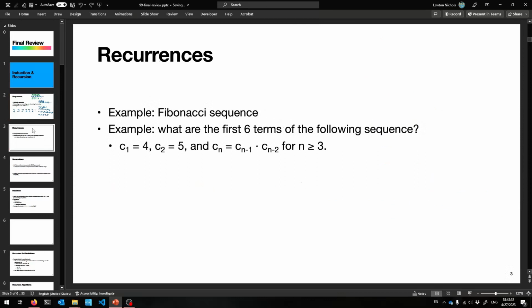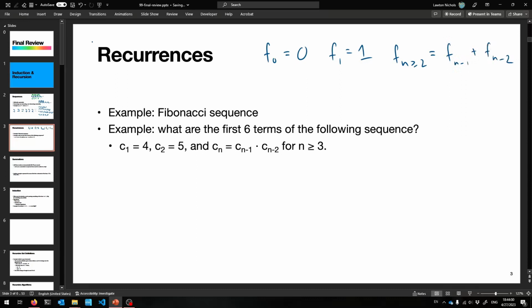A lot of sequences can be defined using a recurrence relation, and a good example of that is the Fibonacci sequence. You define the Fibonacci sequence with a recurrence like this. You define the 0th Fibonacci number to be 0, the first Fibonacci number to be 1, and then from then on, for every f of n where n is greater than or equal to 2, f of n is equal to f of n minus 1 plus f of n minus 2.